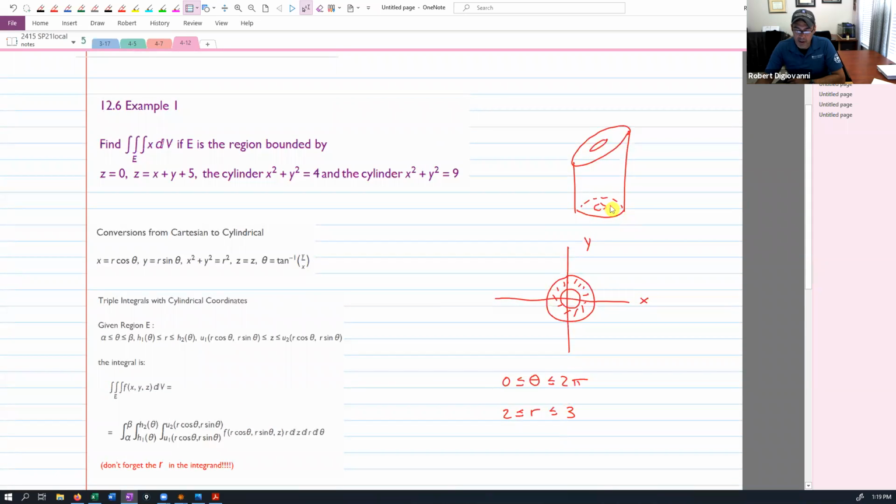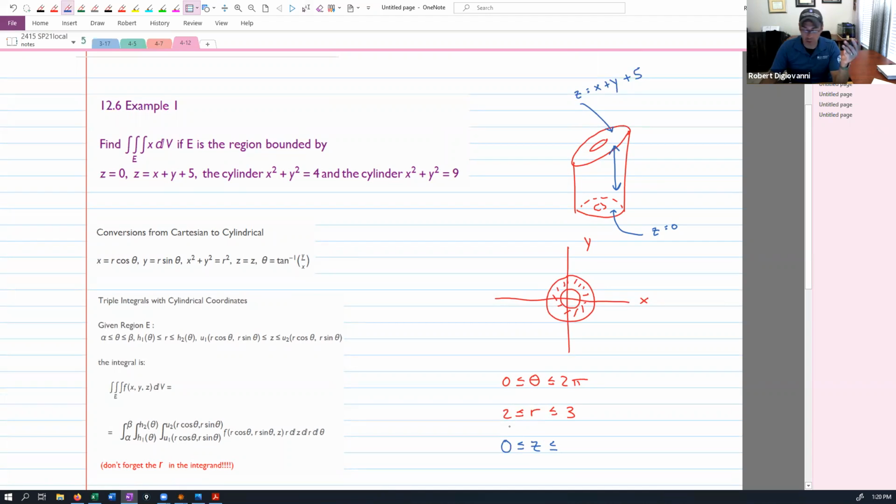Now that gives me the bounds down here. How about my bound on top and my bound on the bottom here? The plane equations. Okay, so the bottom one is z equals 0, right? And the top one is z equals x plus y plus 5. So my z, my up and down here, is bounded between those two things.